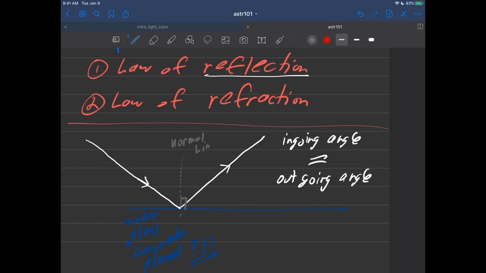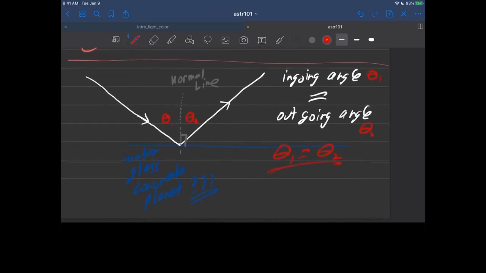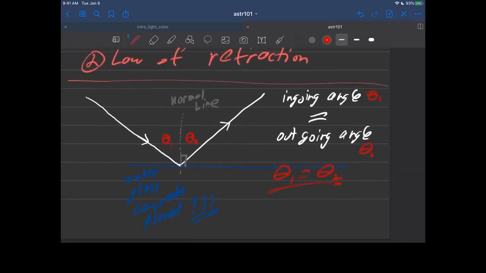And the angles that we're going to concern ourselves with that are equal for the law of reflection are namely this angle right here. Let's call this theta 1. And this angle right here, theta 2. Those are the two angles that are always equal. So theta 1 is the ingoing angle and theta 2 is the outgoing angle. For the law of reflection of light, theta 1 is always equal to theta 2. That's essentially the law of reflection. That's how light reflects when it encounters some surface.